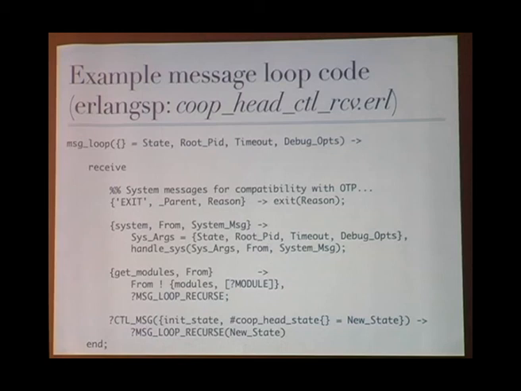And I'm representing a graph with states, and the processes are states, and they're doing message loops based on the data that's coming to them. It's natural to have this kind of recursion that jumps between message loops.